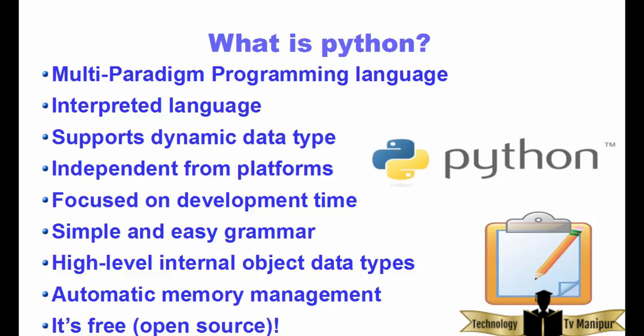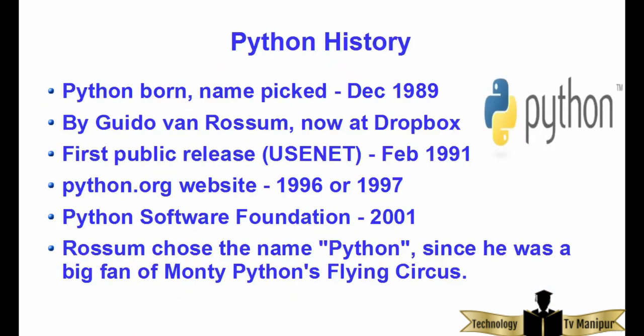So if a developer writes a very efficient Python program, it's like reading the English language. Python has higher level internal object data types and has automatic memory management. And last, Python is free and open source, which means that you don't need to pay anything to start learning Python.